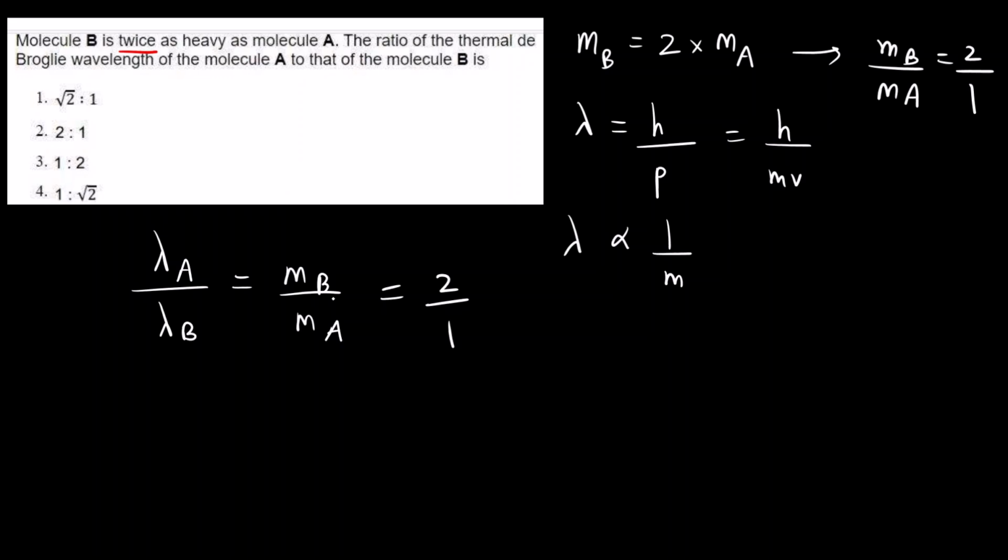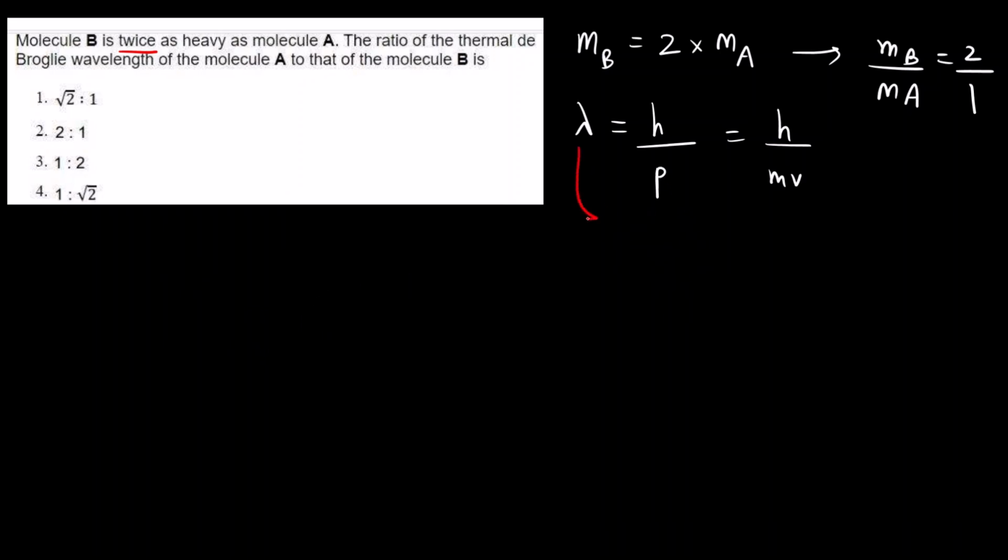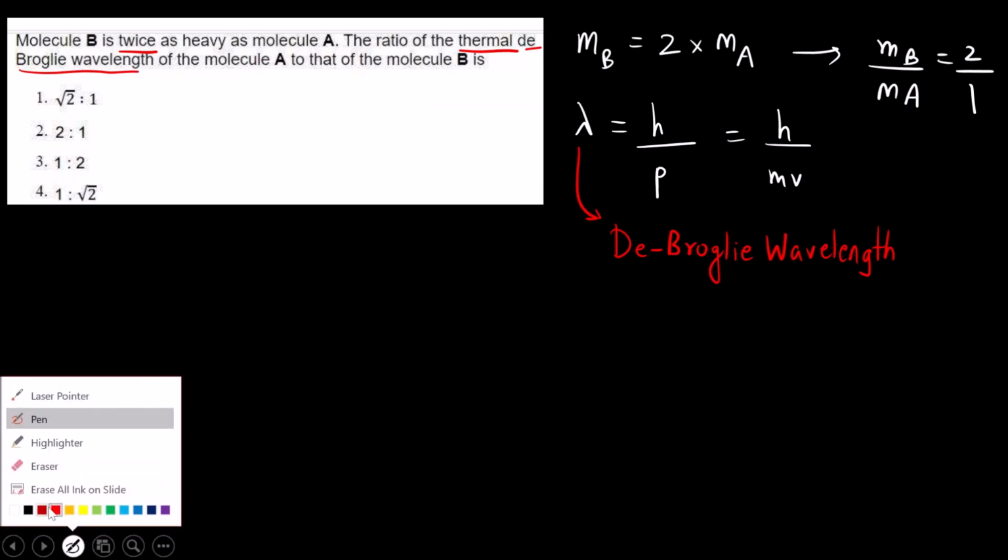Okay, so if you use this formula and mark answer option 2, that is going to be incorrect. Why? Because in this formula of De-Broglie wavelength, this lambda is what? It is De-Broglie wavelength. And what is asked to us? De-Broglie wavelength is asked to us? No. What is asked to us is thermal De-Broglie wavelength. So is De-Broglie wavelength same as thermal De-Broglie wavelength? No. So what is the difference?